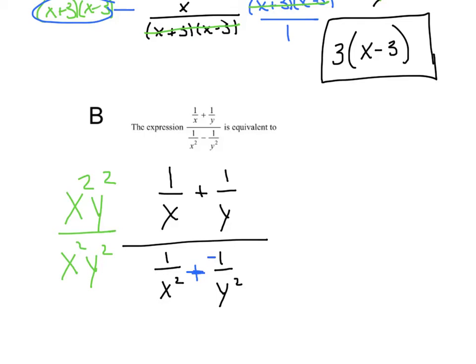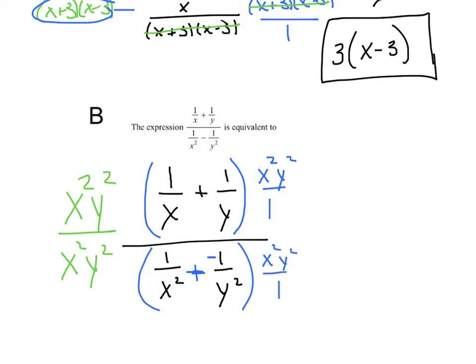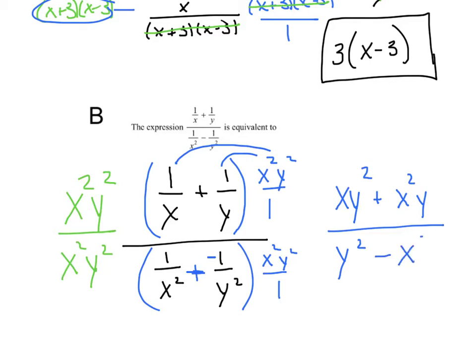So again, I'm multiplying this whole top by x squared, y squared over 1, and this whole bottom by x squared, y squared over 1. Okay, and I'm really doing it to each term. You can think of it as distributing it through to each term. Let's see, so in that first one, I get just an x, y squared, plus an x squared, y, all over. My x squareds cancel, so I get y squared minus x squared.